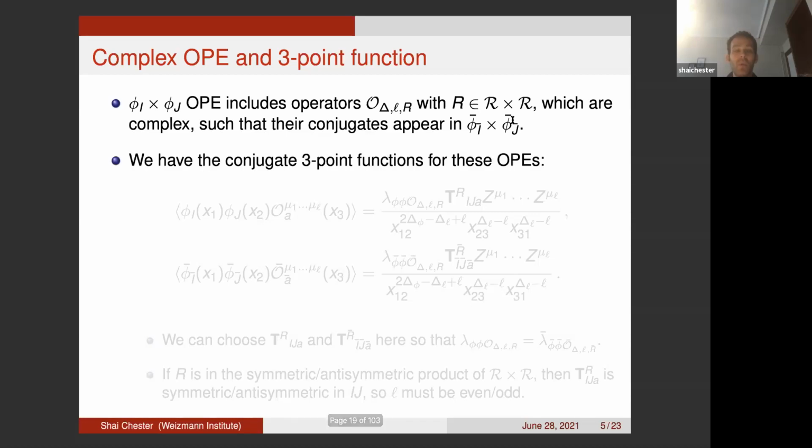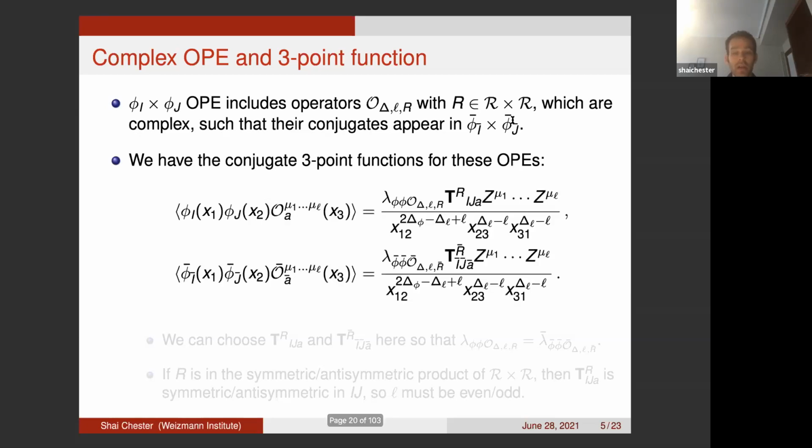So because we now have the OPE as well as its conjugate, we should show the 3-point function for the OPE as well as its conjugate. On the top line, we have the phi 3-point function, which includes this tensor structure T_ija, labeled by representation R. And then on the second line, we have the conjugate 3-point function, now with phi bar as well as O bar, which basically looks exactly the same, except we now have the conjugate tensor structure as well as the conjugate OPE coefficient, where we can choose these 3-point tensor structures such that the OPE coefficients themselves are conjugates of each other.